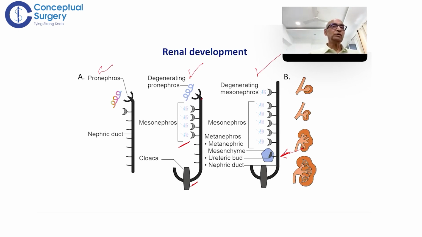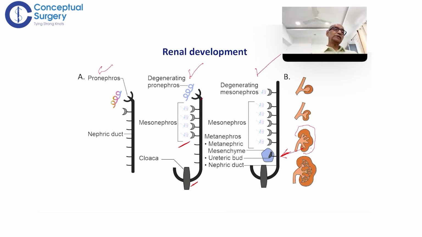So now we are in the metanephric blastema, and that metanephric blastema is what is going to form the parenchyma of the kidney. As you are seeing here, the ureteric bud goes through a series of changes, which I'll describe later, and that gets surrounded by the metanephric blastema, which finally ends up forming the kidney structure, the parenchyma.